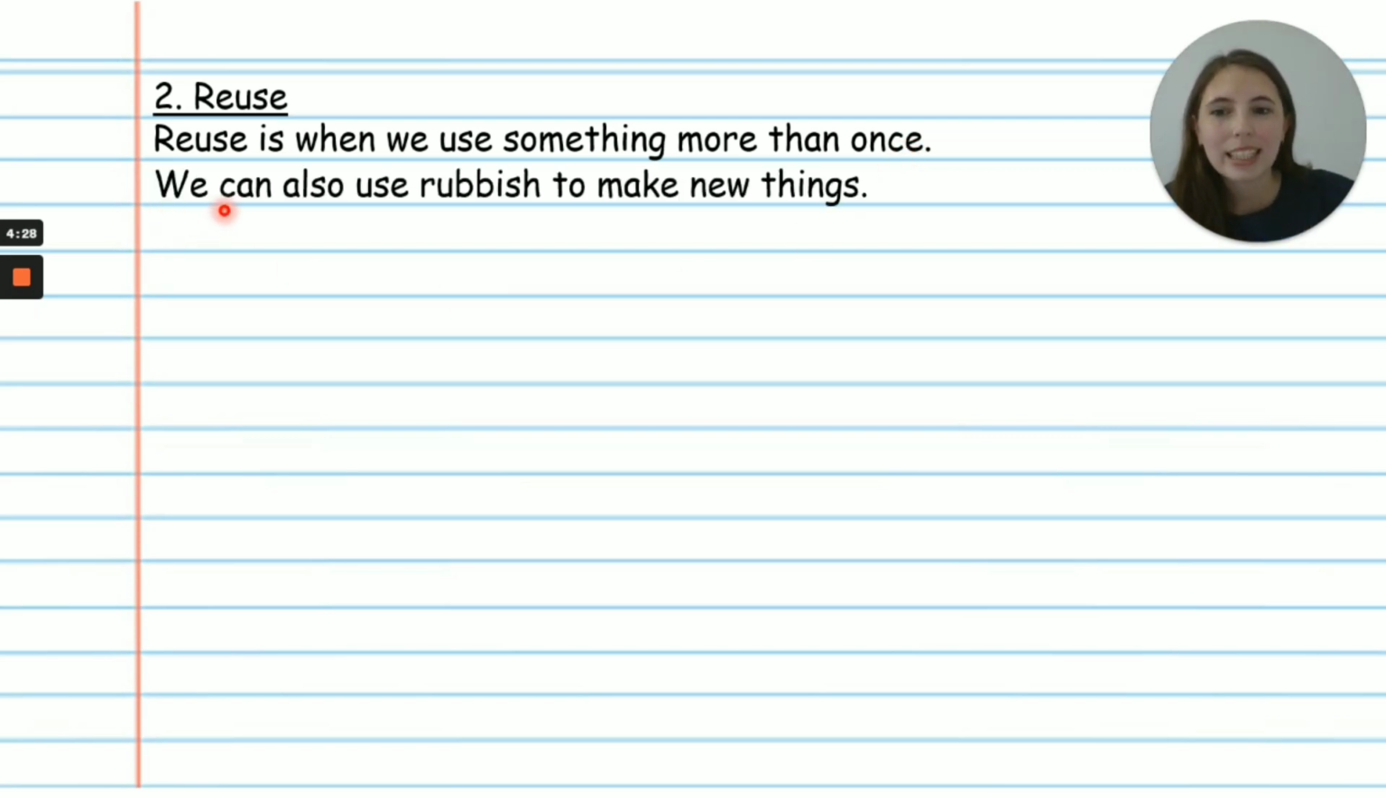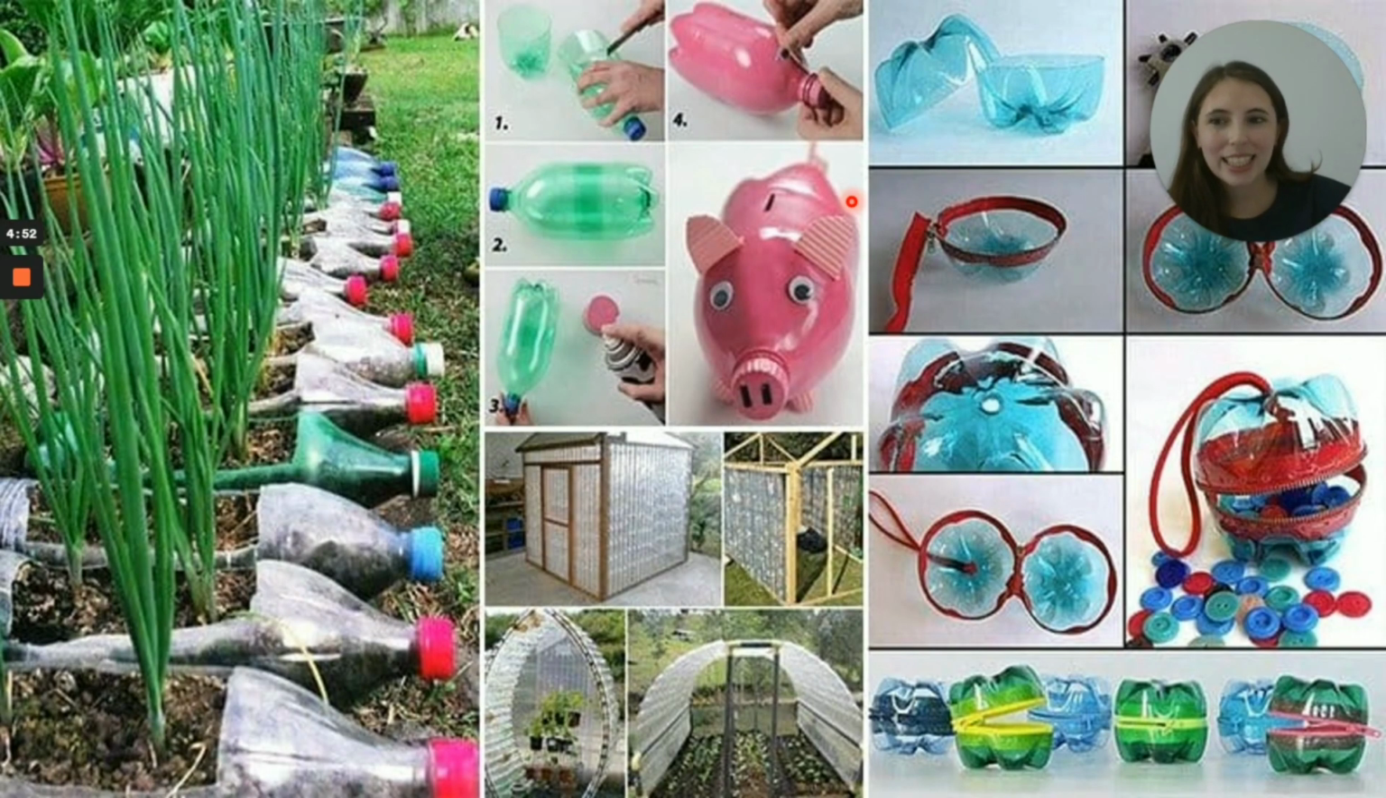Then we can say we can also use rubbish to make new things. So reuse is when we use rubbish to make something new. Like in this picture right here, we can see that they used a plastic bottle to make many new things. Like right here, they put plants inside of the plastic bottles.